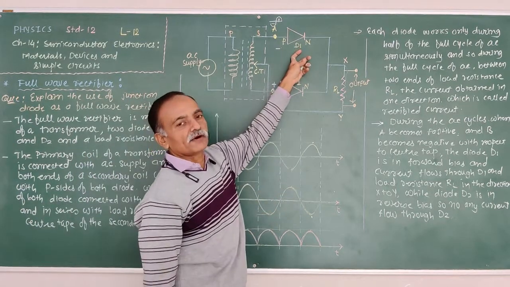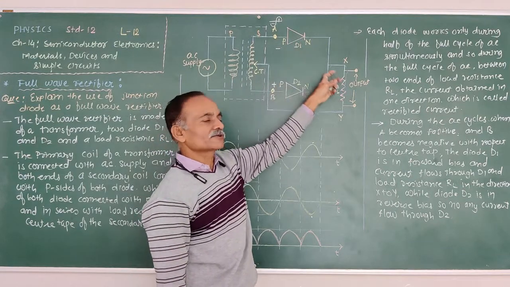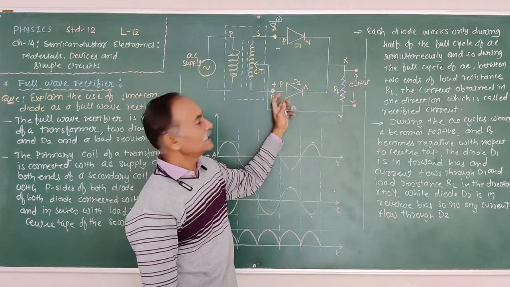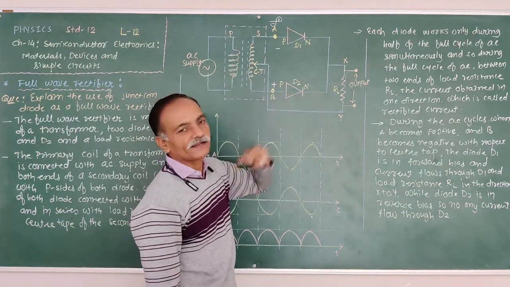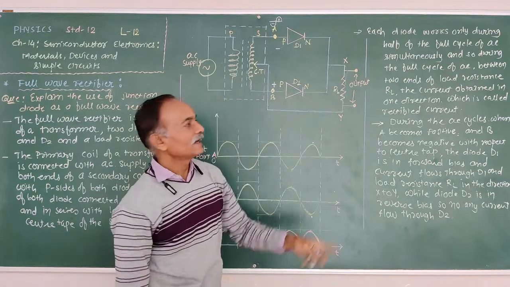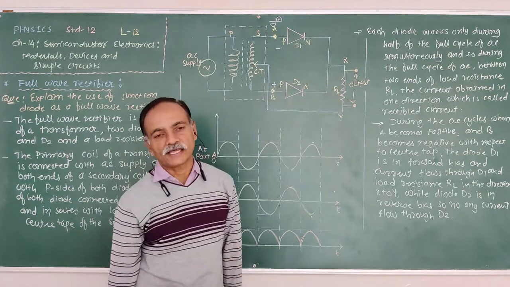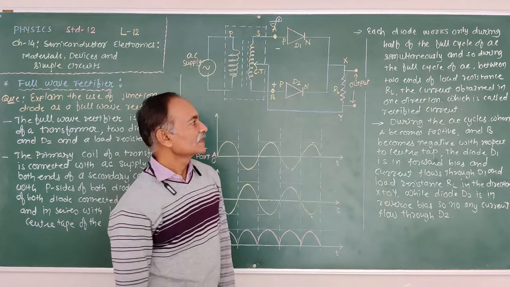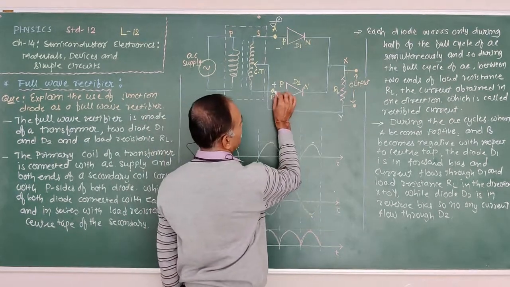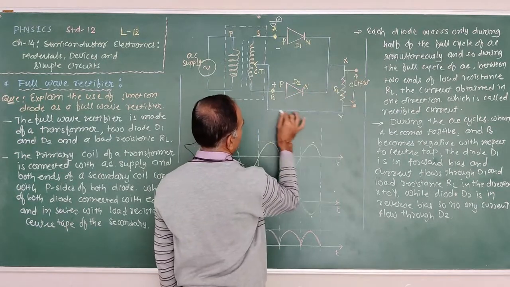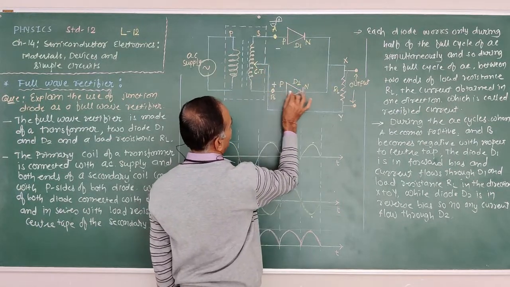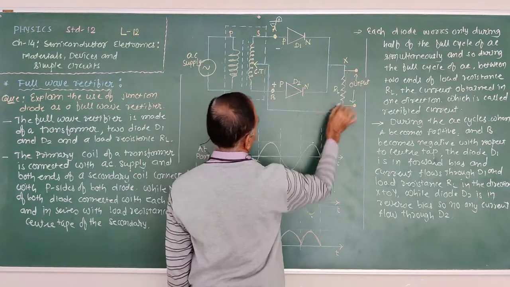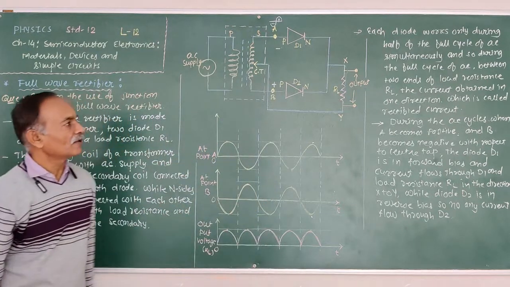Diode D1 is in reverse bias. No current flows through the diode D1. While the diode D2 is in forward bias, therefore current flows through the D2 and low resistance RL in the direction X to Y. Therefore the direction of the flow of current is diode D2, low resistance, center tap, this way, when the diode D2 is in forward bias.